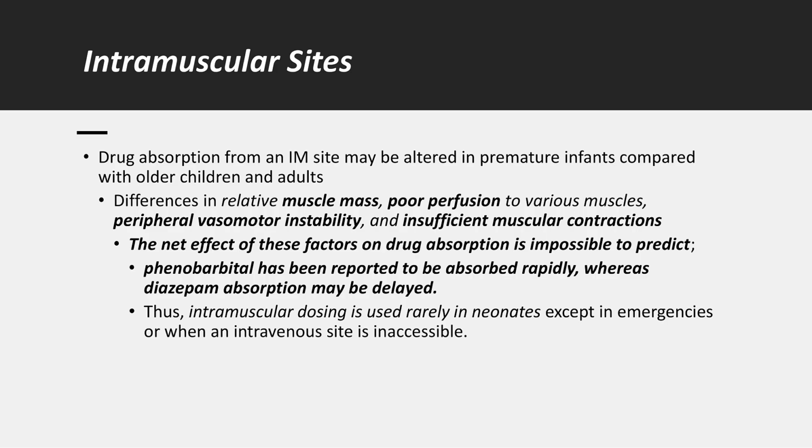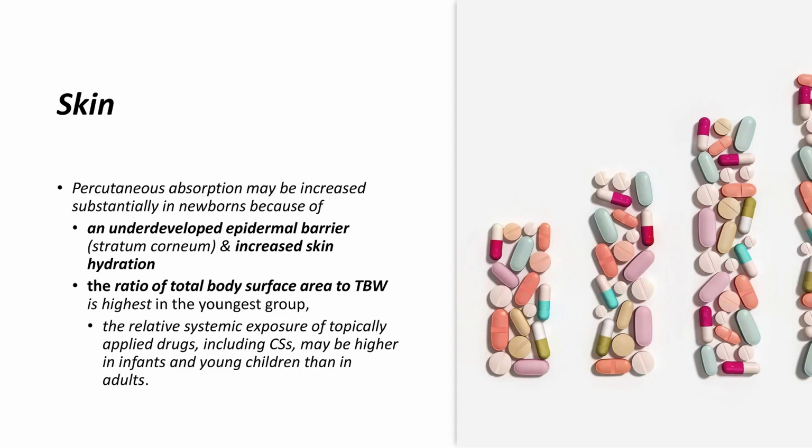Because of this unpredictability, intramuscular dosing is rarely used in neonates, except in emergency situations or when an intravenous route is not accessible. Percutaneous drug absorption can be substantially increased in newborns due to an underdeveloped epidermal barrier, particularly the stratum corneum, and higher skin hydration. In addition, the ratio of total body surface area to total body weight, TBW, is highest in the youngest infants. As a result, the relative systemic exposure to topically applied drugs, including corticosteroids, may be significantly greater in infants and young children than in adults.